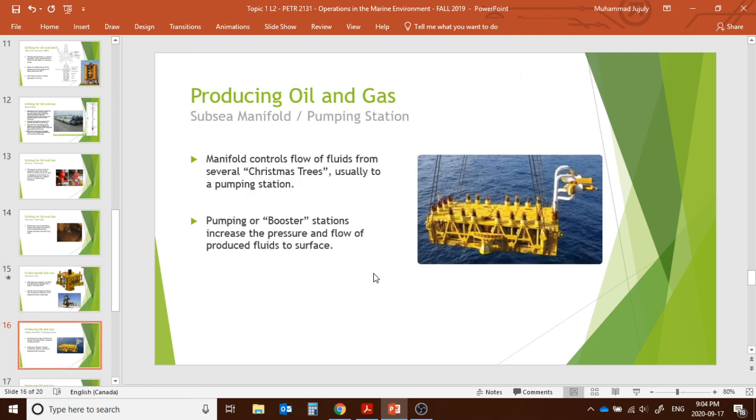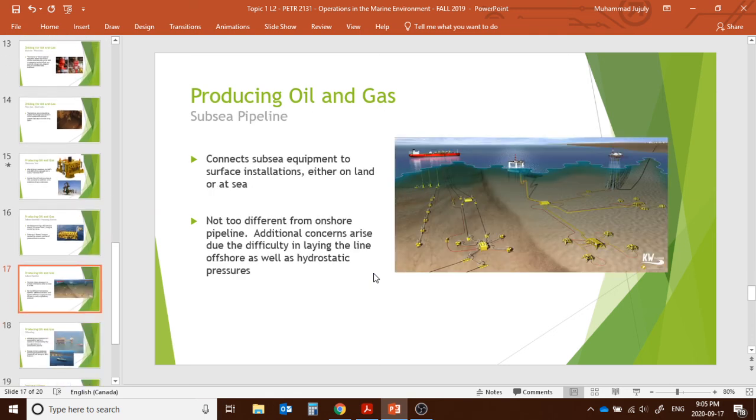Subsea manifolds. The manifold controls the fluid from the Christmas tree. It also acts as a pump or booster station to increase the pressure and the flow of the fluid to the surface. This is how the subsea pipeline works. At the production line, we have the pipelines. They connect the subsea equipment to the other offshore equipment, to the land, or from the ocean base to the platforms.